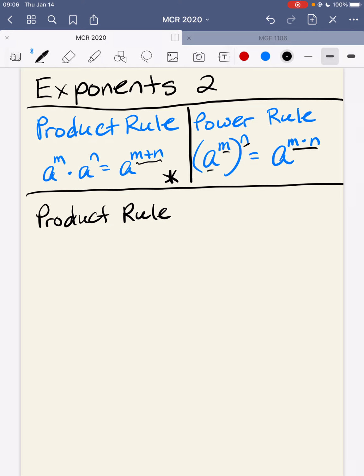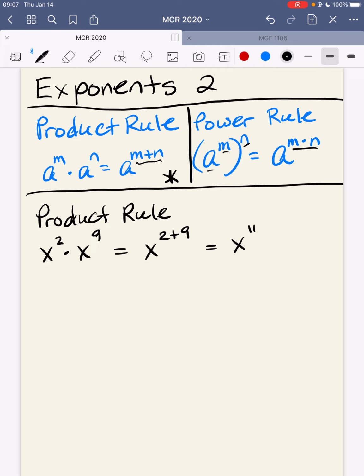All right. If I have x squared times x to the 9, this is a straight definition of the product rule, which means I'm going to keep my base x and I'm going to add my exponents, which would give me x to the 11th power.